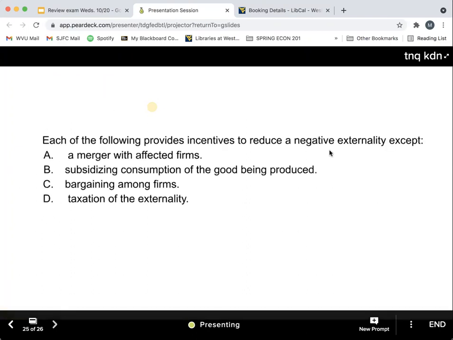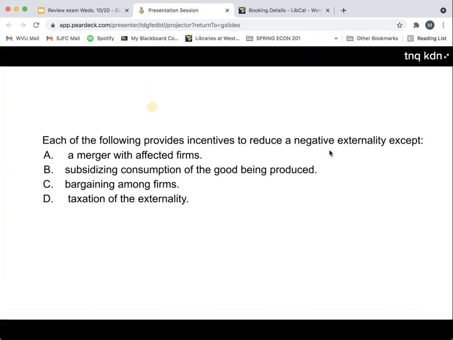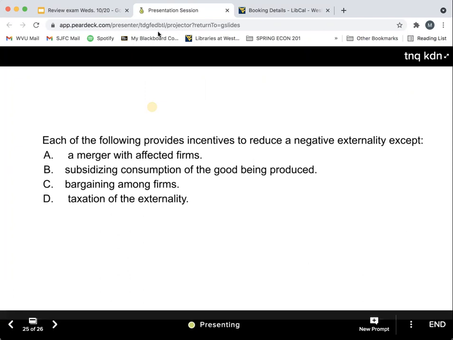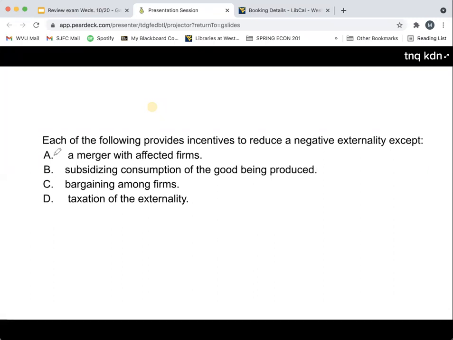All right, so we already talked about that. And finally, which of the following incentivizes someone to reduce a negative externality? Each of the following provides incentive to reduce a negative externality except for. So going through A, a merger with affected firms. A merger could help cut costs. It could help cut whatever this next negative externality is. So I don't think it's going to be A.